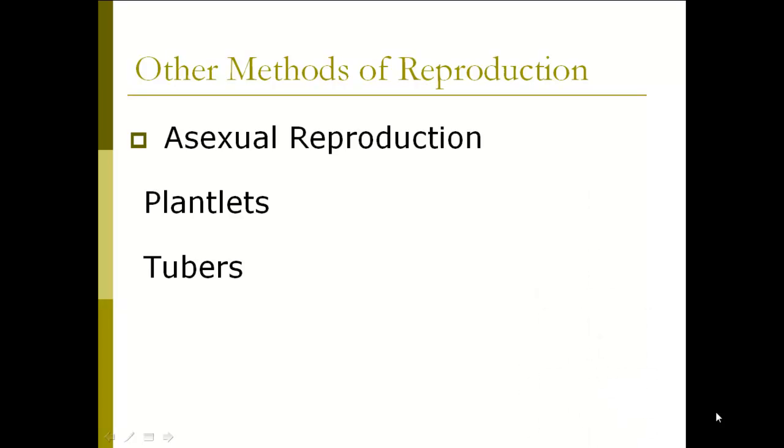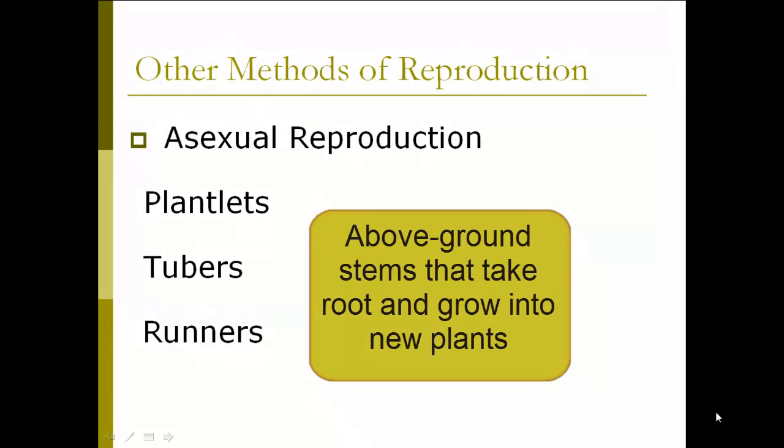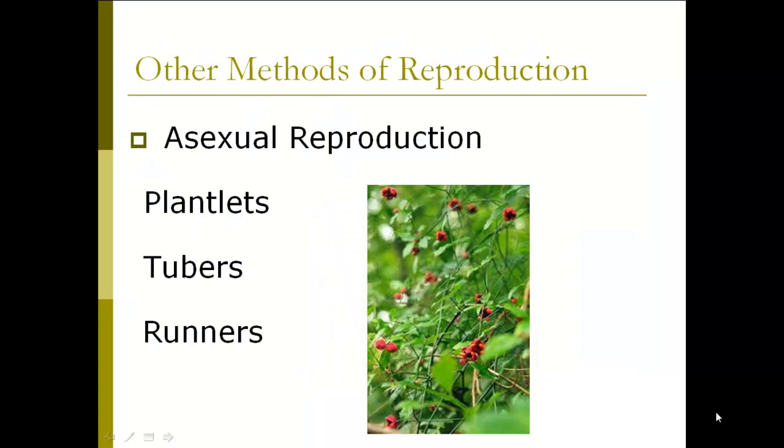The third type of asexual reproduction is runners. These are above ground stems from which new plants can grow. Buds along the runners take roots and grow into new plants. Offspring, or plants that result from asexual reproduction, are genetically identical to the parent plant, whereas in sexual reproduction, the offspring are genetically related to both parents.